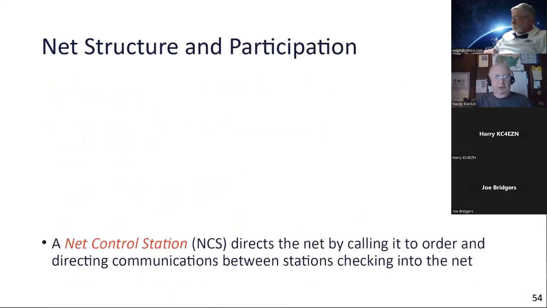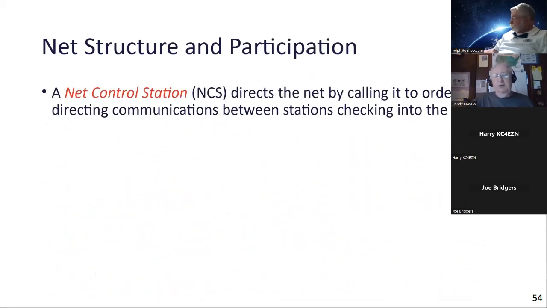Net structure and participation. Now remember, nets are strictly voluntary. You do not have to do it if you don't want to. A net control station, NCS, directs the net by calling it to order and directing communications between stations checking into the net, like I did last week. Okay.